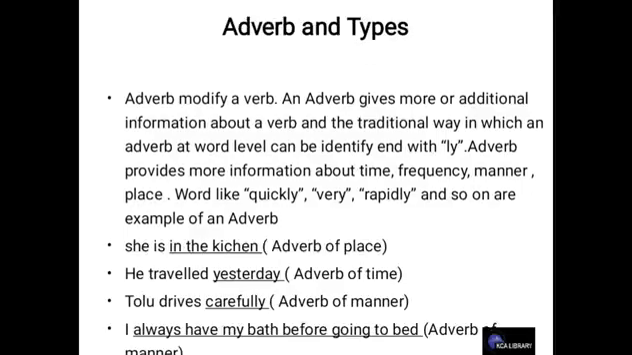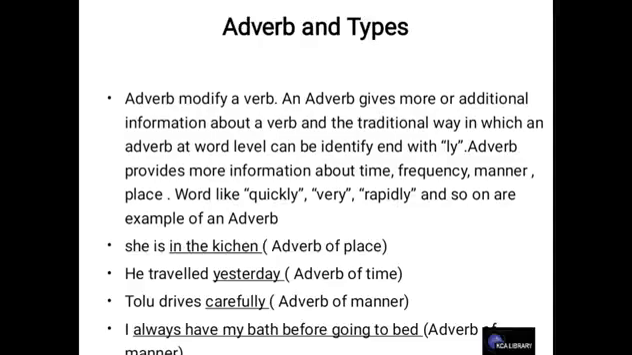So we have the adverb and the types of adverb, as another subtopic under grammar or parts of speech. Adverbs are words that modify a verb. An adverb gives more or additional information about a verb. Nevertheless, we should note that an adjective gives us additional information about the noun or pronoun in a sentence, while an adverb, on the other hand, gives us additional information about the verb in a sentence.